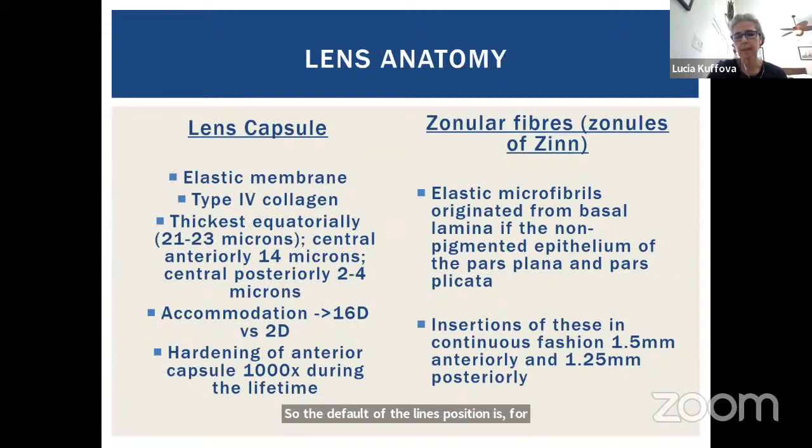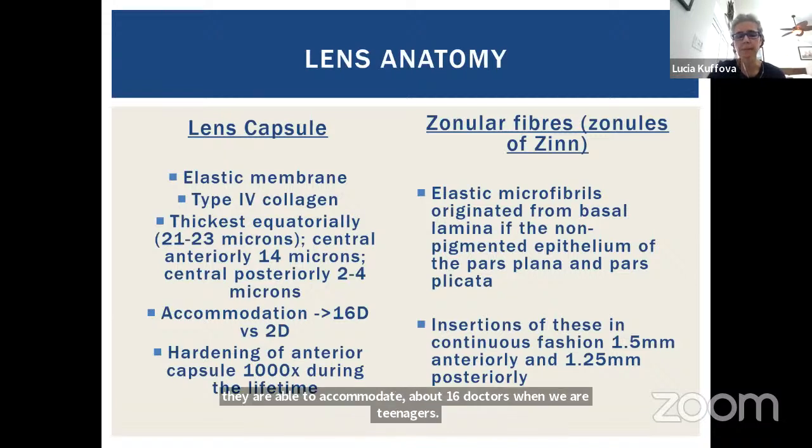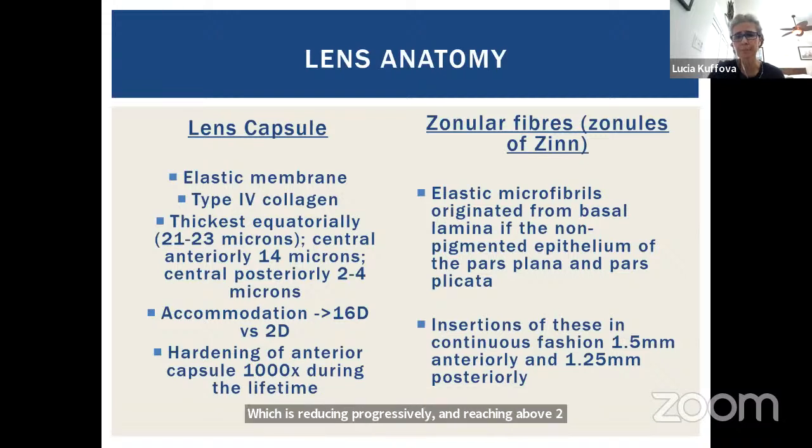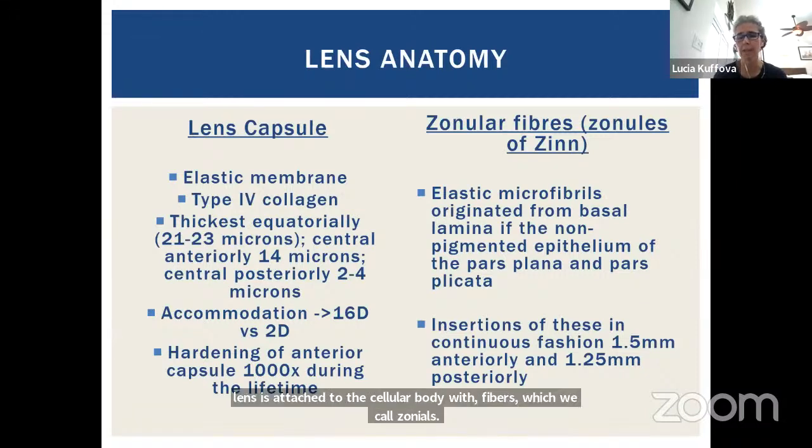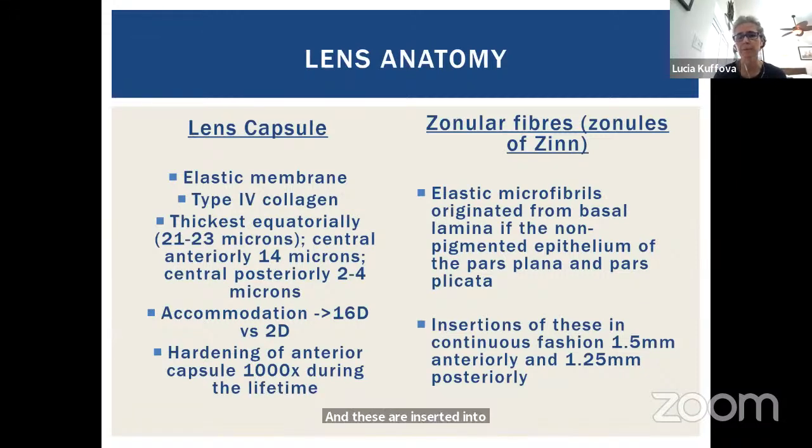That is allowing us to accommodate, and there is a huge decrease over the lifetime of every person, while we are able to accommodate about 16 diopters when we are teenagers, which reduces progressively and reaches only about 2 diopters when we reach our 50s. The lens is attached to the ciliary body with fibers which we call zonules, and these are inserted in continuous fashion on the equatorial parts.